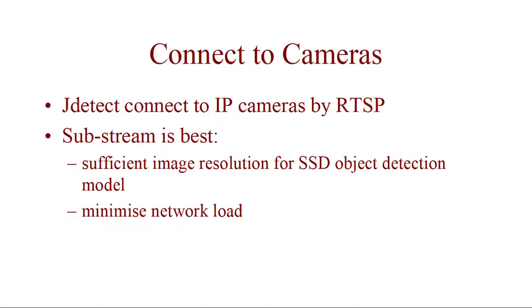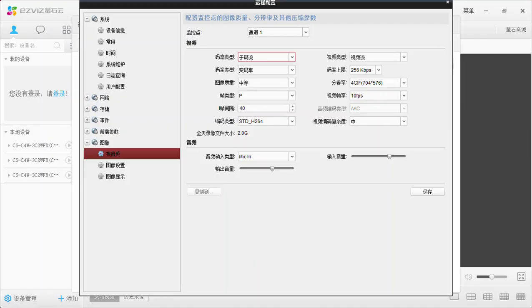From this box, Jdetect connects to IP cameras on the local network by RTSP, real-time stream protocol. Most of the current cameras can support mainstream and substream simultaneously. The substream is the best for Jdetect because first, TensorFlow object detection does not require very high image resolution, and second, substream will minimize the load on the local network. I will not have to change any setting on the camera. As long as you have the correct URL for the substream, it will work straight away.